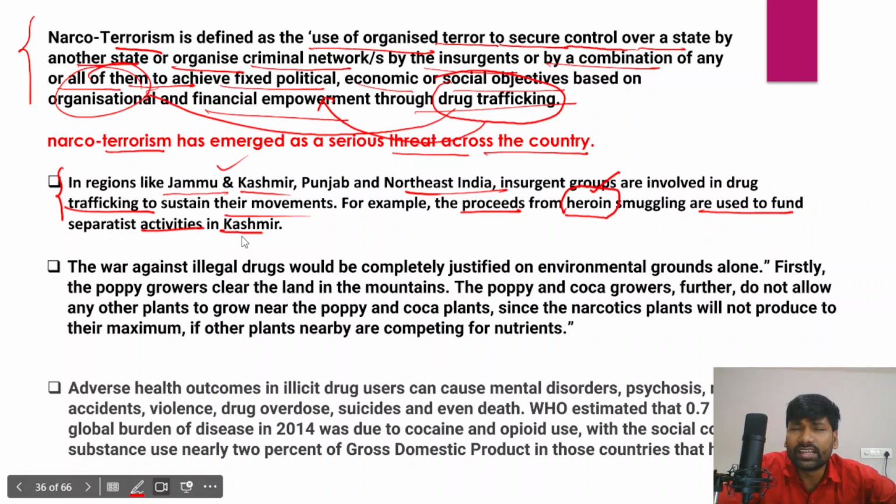And the cultivation of illegal drugs also has significant implications on the environment, ecology and biodiversity. The war by the government, law enforcement agencies, or even civil society groups against the cultivation of drugs would be completely justified because of its negative implications on the environment alone. Poppy is a drug plant. Poppy growers usually cultivate these plants on the hills, and when they plan to do so, they usually clear the mountains.